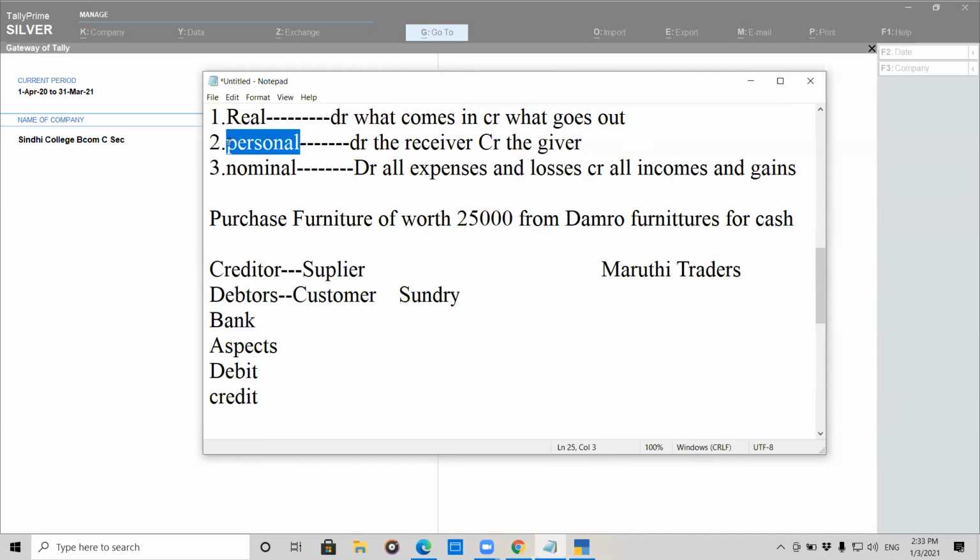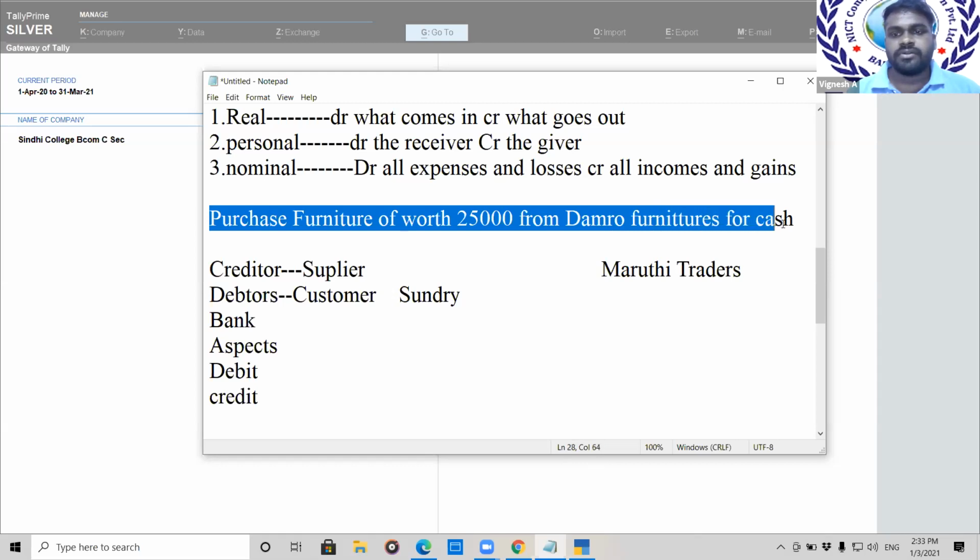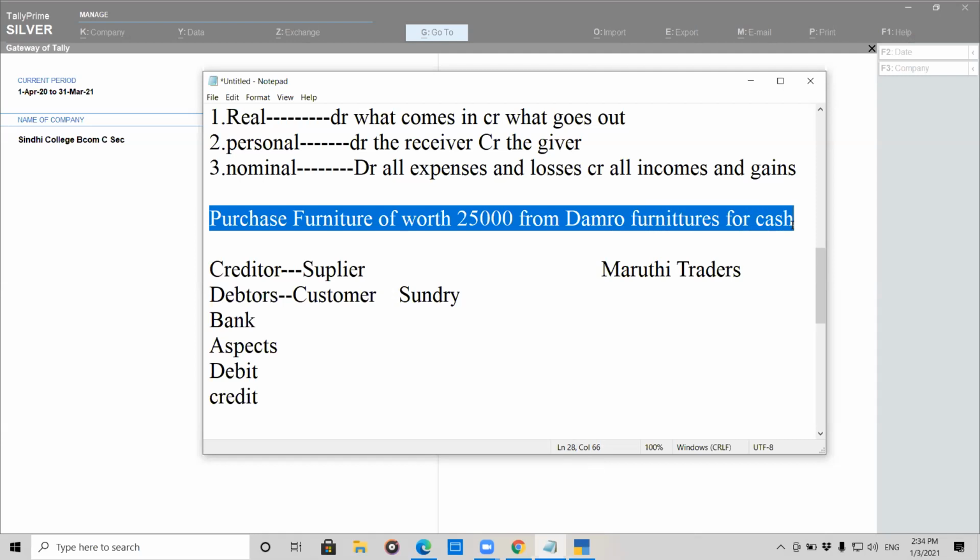Okay, now I'll come to a journal entry so that you can understand this concept still more clearly. Here you can see the entry I have mentioned: purchase furniture worth 25,000 from Damro Furniture for cash. Now, which are the two ledgers you will take from this? Purchase account and cash account. Yes, any others?